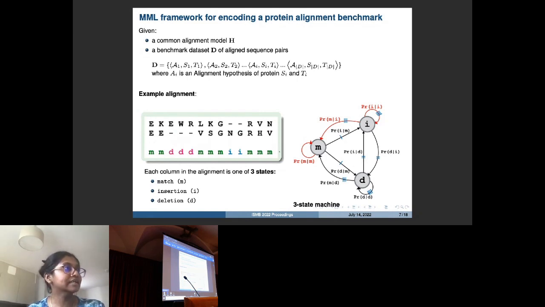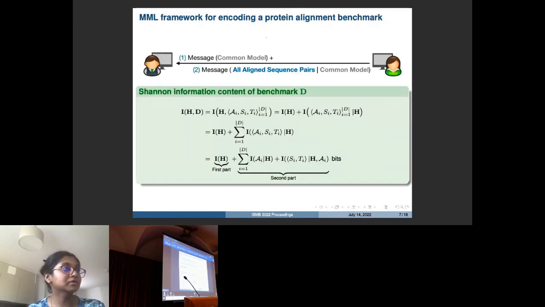So with this set of data and the common alignment model, we formulated an MML message to communicate the entire protein alignment benchmark between two parties. We have a first part as encoding the common model, and then a second part as encoding all the protein alignments given this common model. And this is the total message length associated. I will go into each of these components. As you can see, we have the second part much more elaborated here as another nested MML formulation, which I will talk about in the other slides.